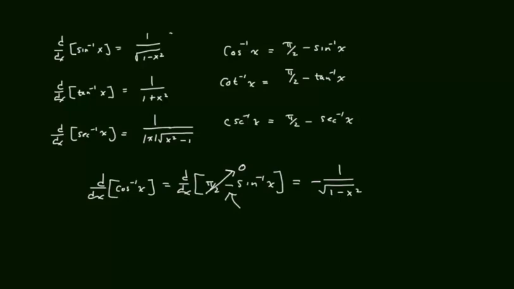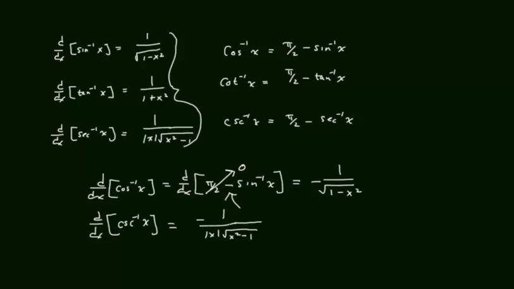So all we need to do is commit these 3 to memory, then the others are simply the negative of that. So you could see from this that the derivative with respect to x of the inverse cosecant is going to be negative 1 over the absolute value of x times the square root of x squared minus 1, like we see here. The absolute value ensures that the expression is always positive, but then the negative ensures that the answer is actually always negative.